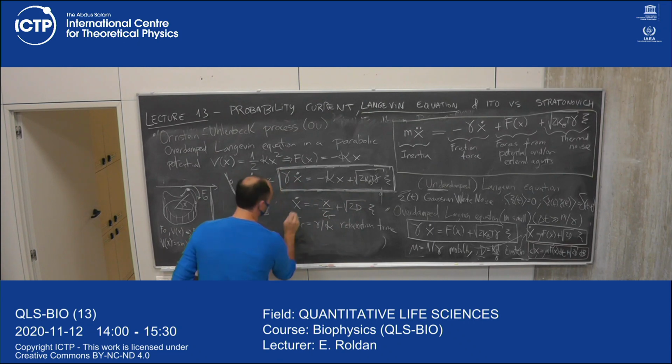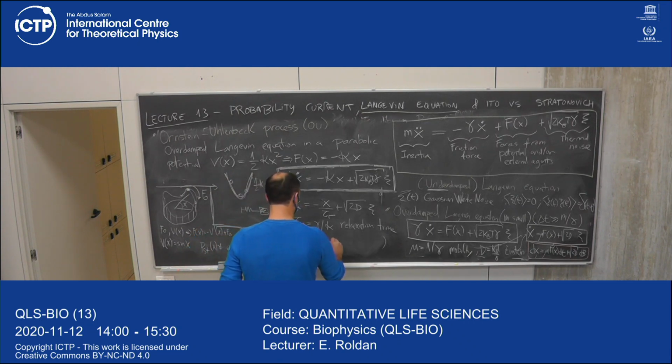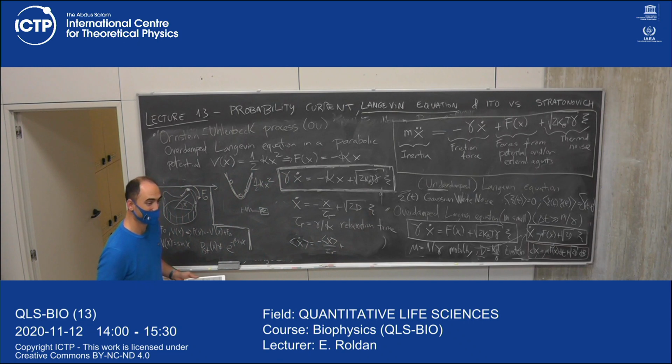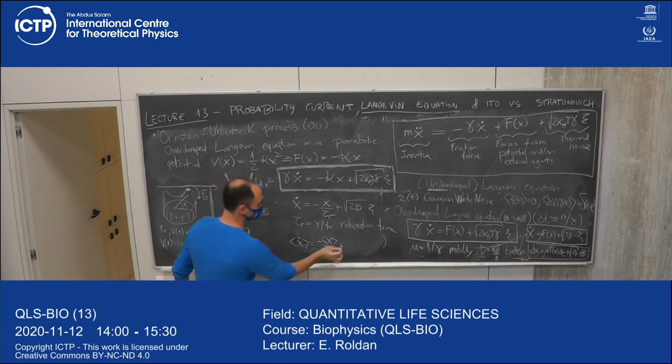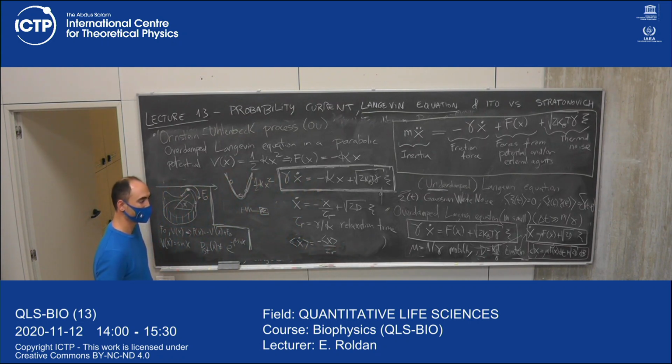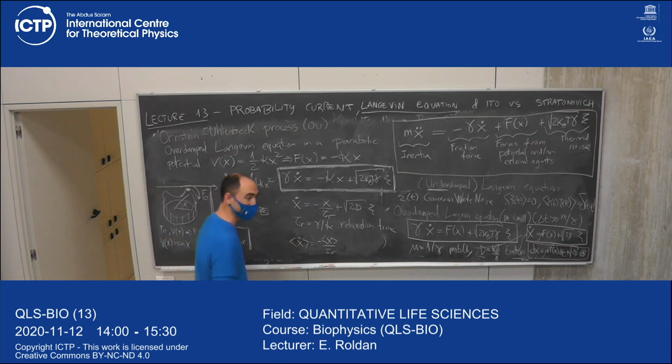Or let me come here. X dot equals minus x divided by tau r plus the square root of 2D average xi. What is average xi? Average of the binary process? Sorry, of the white noise? 0. 0 average, so you just get this. It's a very simple equation for the average. X dot equals minus something x, so the solution of this is an exponential.